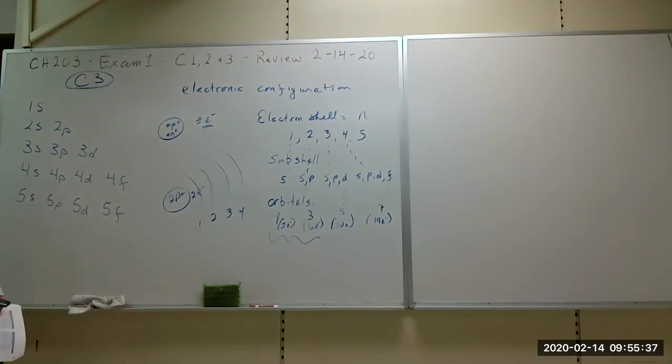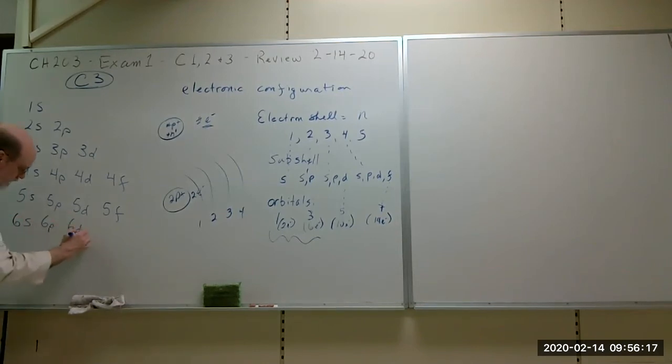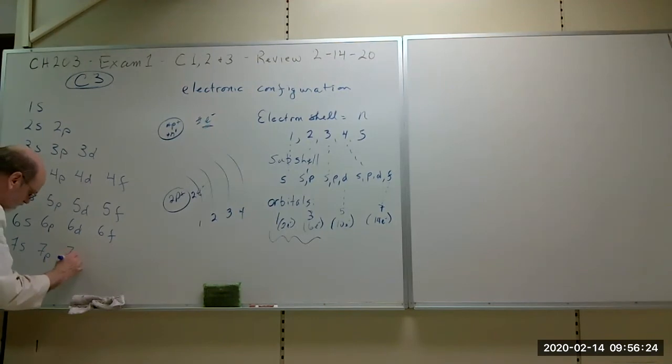Unless you add energy and promote electrons. And then these are all theoretical. They're not actually observed. The quantum theory that gives rise to this electronic structure is purely mathematical and probabilistic. But it helps explain atomic behavior. Right? So it's valid as long as it continues to explain things. So if we go to 6s, 6p, 6d, 6f, and 7s, 7p, I think we can stop there.